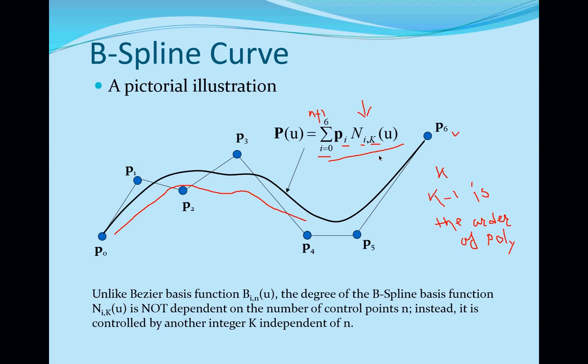So who decides K? We decide K, that is, what order of curve I want to draw through all these points. So this is dictated by us. Okay. So maybe a quadratic curve, maybe a cubic curve, or maybe raised to power 4. So we dictate. So unlike the Bezier basis function, the degree of the B-spline basis function N_{i,k} is not dependent on the number of control points. Instead it is controlled by another integer k, which is independent of n. So the number of points could be anything, and k could be anything. That is how we are going to go ahead.